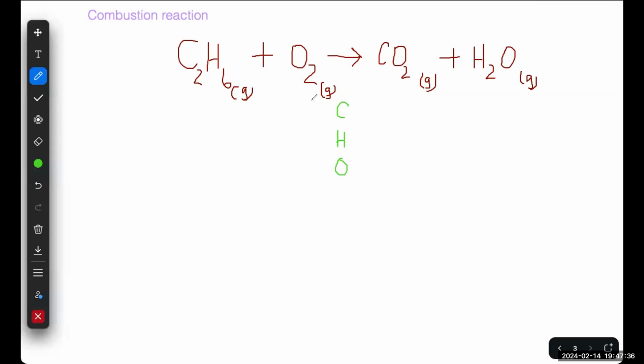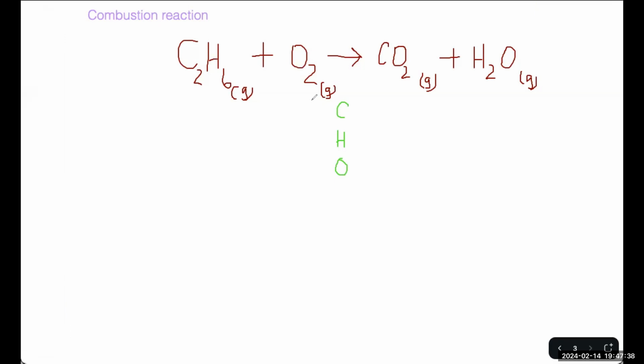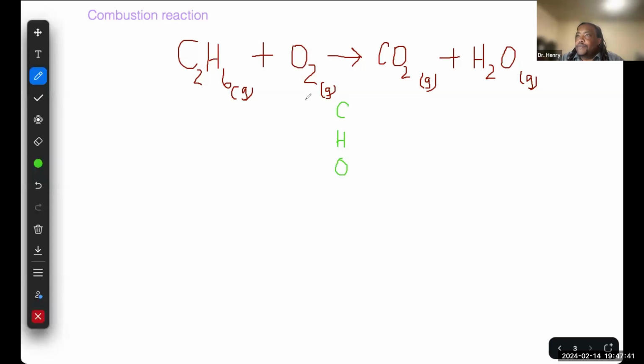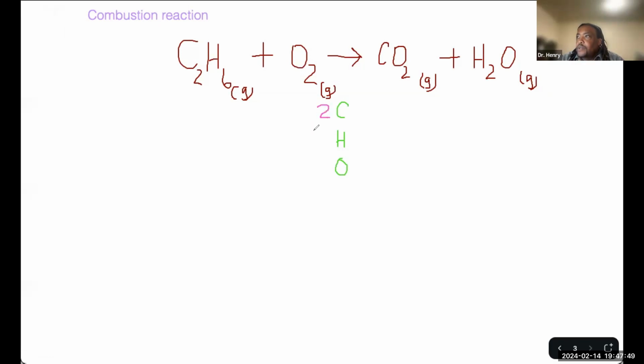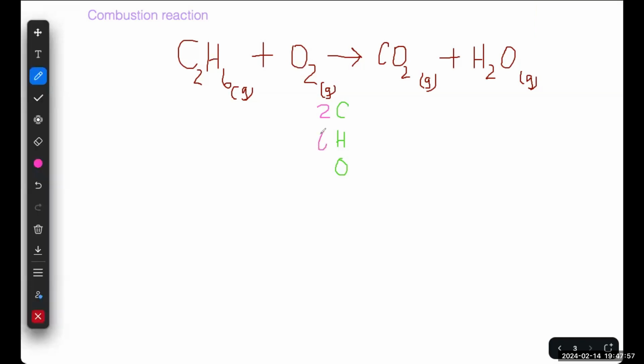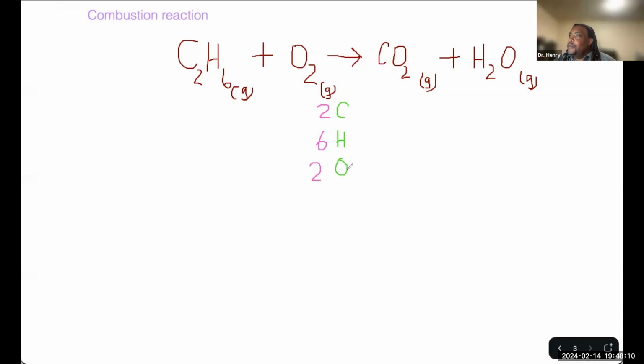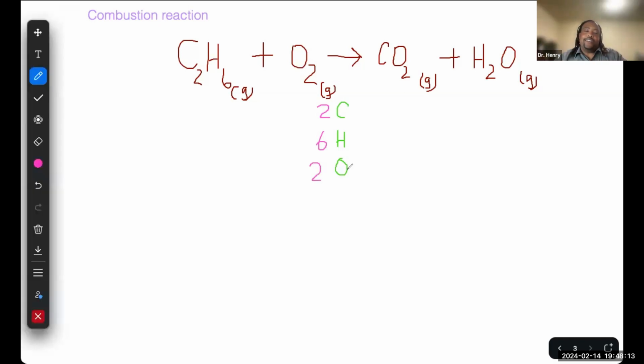We check the number of carbons on the reactant side. Okay. So how many carbons do we have? 2. How many hydrogens? 6. Okay. And how many oxygens? 2. Okay. Good job, guys. What's next? Sorry, I get excited. I want to tell you everything.